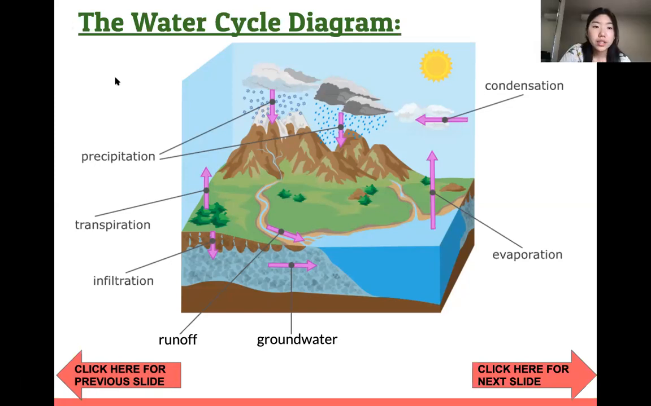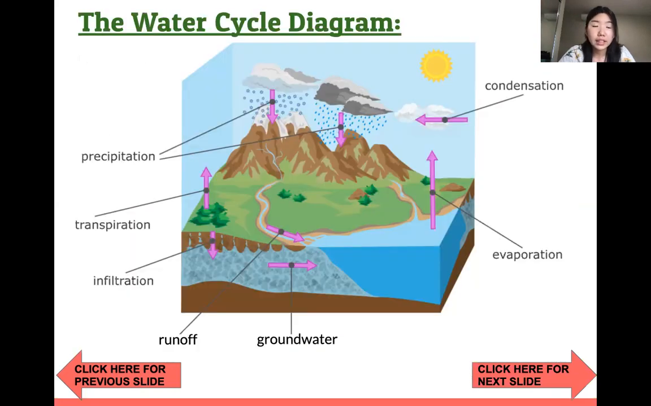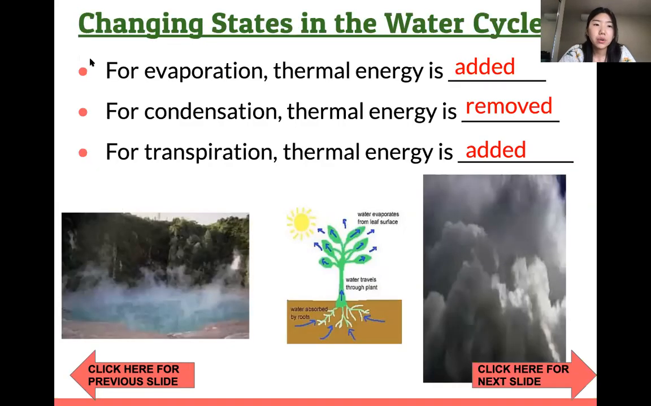So all of these diagrams are going to be showing you the water cycle and the movement of water throughout our Earth. And for your exit ticket today, you're going to be identifying the different arrows on different diagrams. All right, now let's go over something else that's really important. For the whole water cycle, remember that water is changing states as it's moving through our Earth.